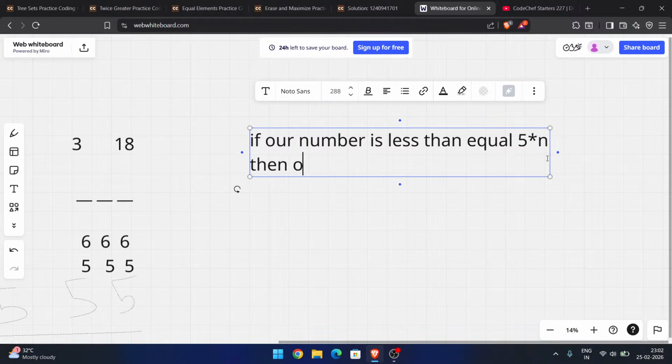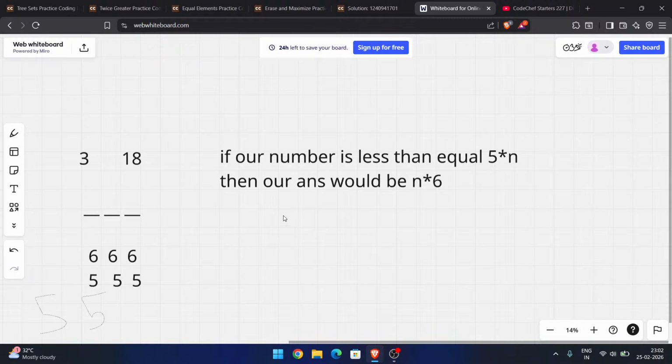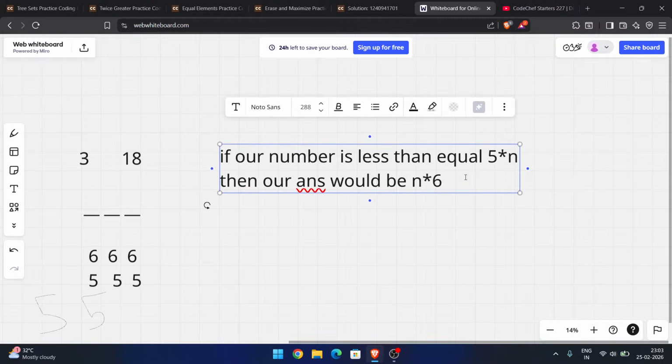Okay. So what is the maximum number I can get here without sacrificing any of my 6's? That would be 5 into n. Okay, so if the number we have to make is less than this, then the answer would be simply n into 6, because we can make every element 6 in the last array. Okay, now what if it's greater than 5 into n? Then we have to sacrifice some of our 6's.